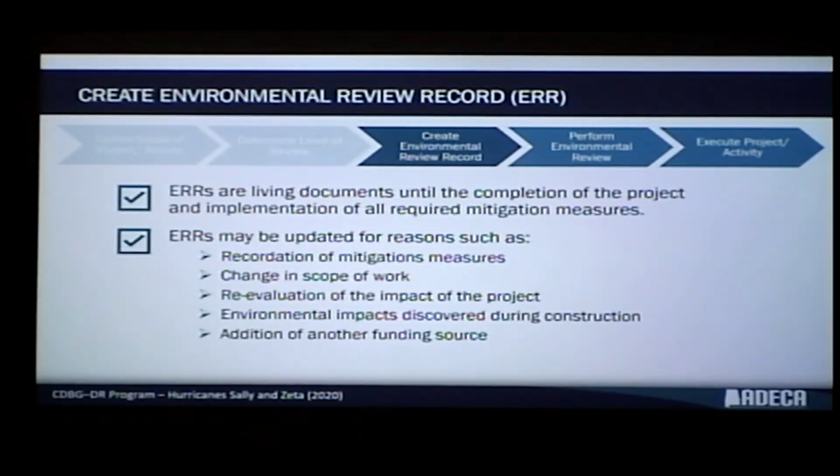You may need to reevaluate the impact of the project, environmental impacts discovered during construction, or the addition of another funding source. Say you had the CDBG money, but then another funding source came through. Maybe it's, you never know your luck, right? Came through and said, hey, we've got another $2 million for you somewhere else. So you have to make sure that this is all documented in this environmental document.